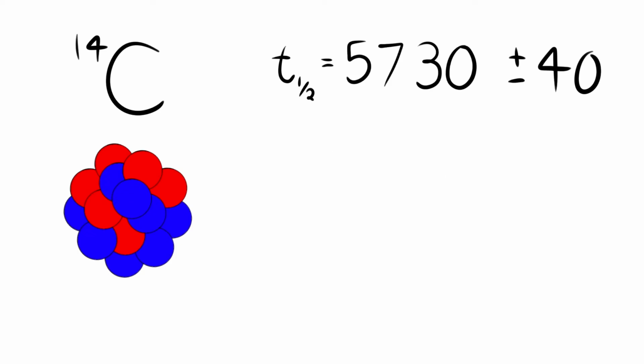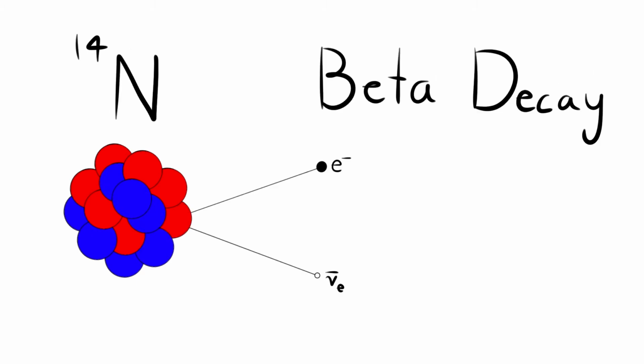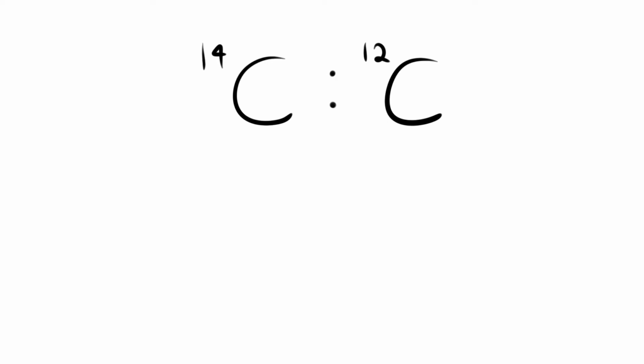Carbon 14 has a half-life of 5,730 plus or minus 40 years and decays into nitrogen 14 through beta decay. The ratio between carbon 14 and carbon 12 in our atmosphere, being around 1 part per trillion, is consistent enough to make carbon 14 useful for dating applications.